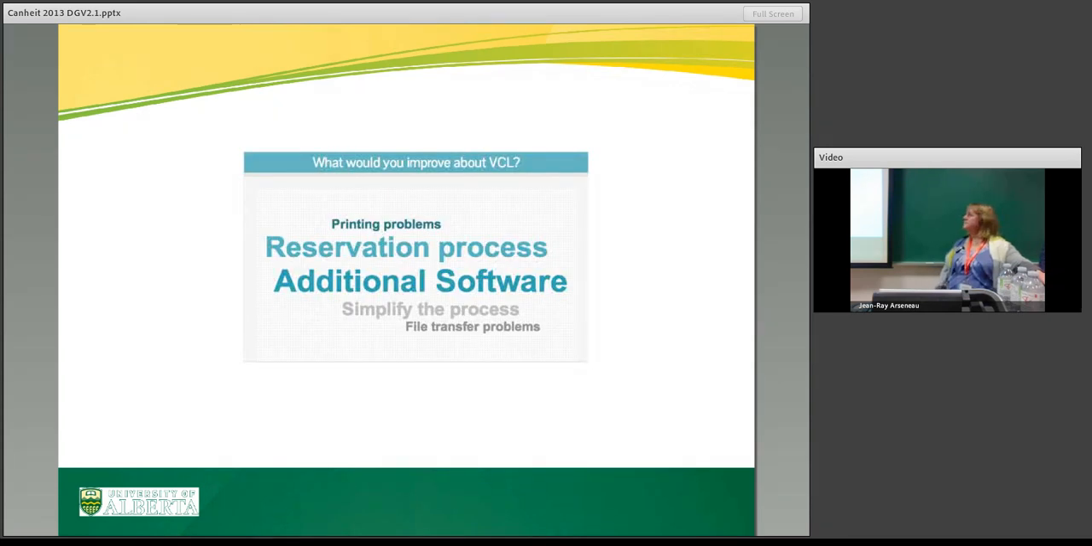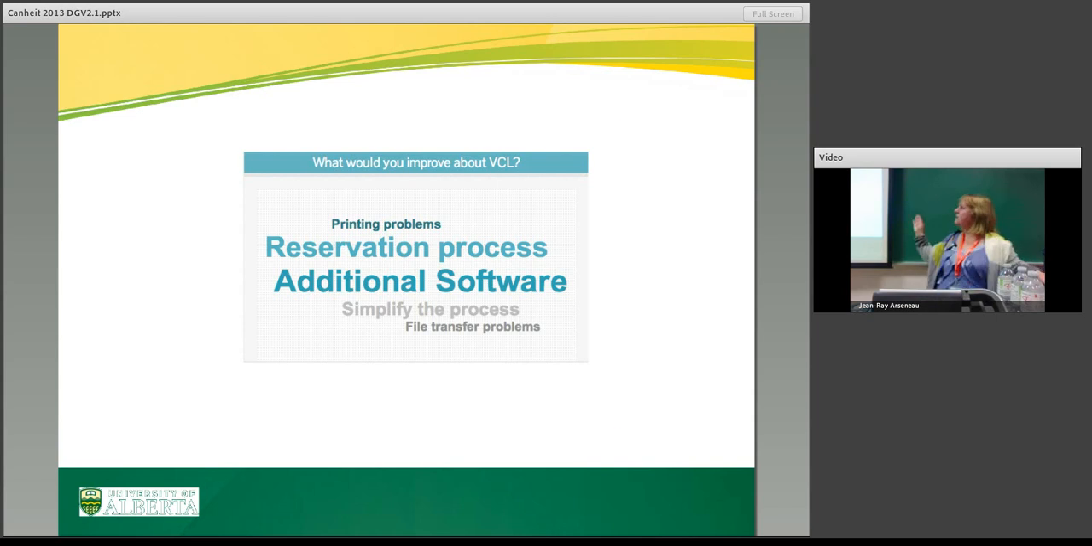And what would they like to see improved about VCL? They would like to see additional software offered through VCL, and also the reservation process. You still need to go in and make a reservation, even if you're ready to use your image right now. So they would have liked to see that simplified.